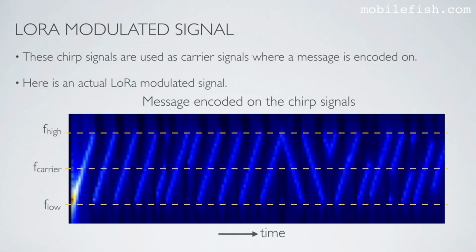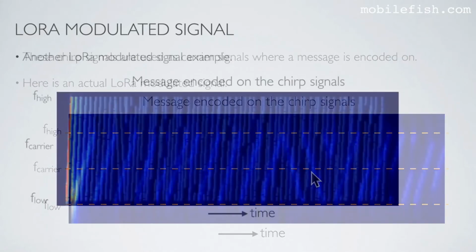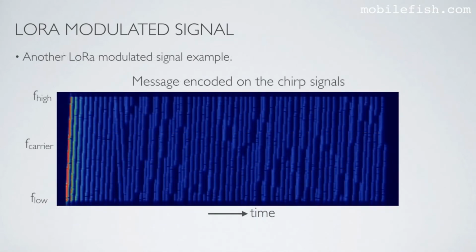Here is an actual LoRa modulated signal. This is the start of the message, and here is the encoded message. You can easily recognize the start of a message. It is a number of up chirps followed by 2 down chirps. Here is another LoRa modulated signal example. This is the start of the message, a number of up chirps followed by 2 down chirps, and here is the encoded message.